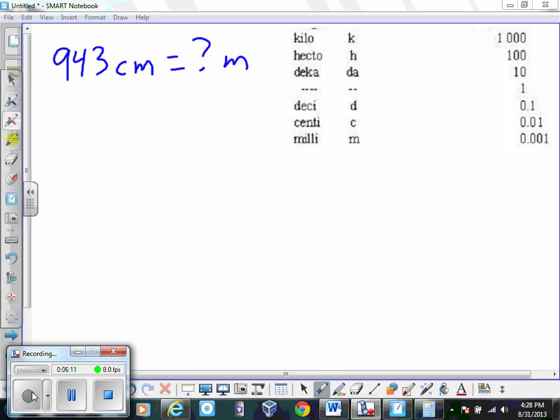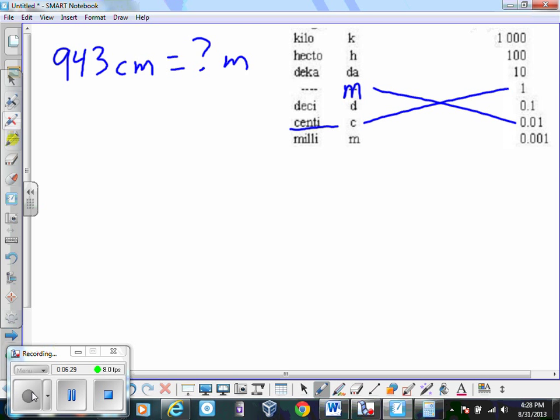Okay, our next problem here is we're trying to figure out how many meters are in 943 centimeters. So we're going to be looking at the base meters here, and we're going to be talking about centimeters. So this is the number that goes with that. This is the number that goes with that. The relationship then that we have is 1 centimeter is equal to 0.01 meters. Okay, so that's our relationship that we get to work with.